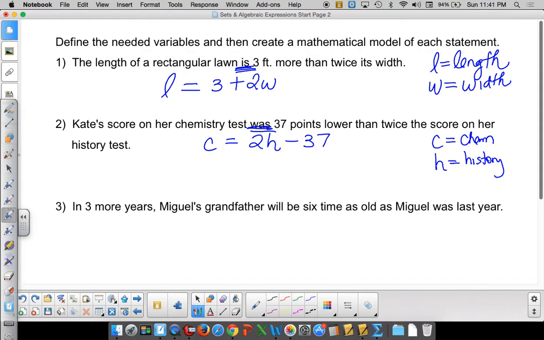Okay. This last one's a little trickier. In 3 more years, Miguel's grandfather will be 6 times as old as Miguel was last year. Okay, so that one's going to take a little bit of thinking about. So the question is, what are our variables? Eventually, probably this problem would ask you how old are they now. So, assuming we add that in there, I'm going to do G is grandpa's age now. And M is Miguel's age now.